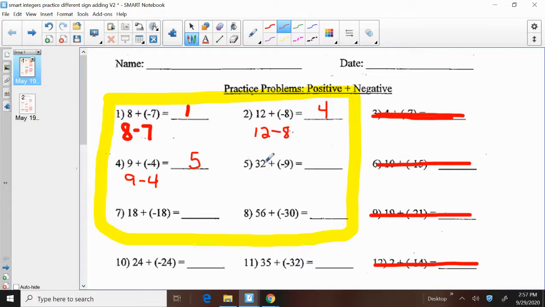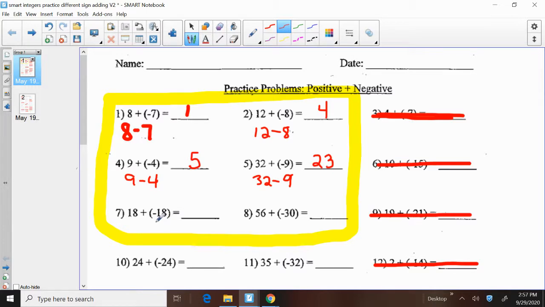And then we move on. 32 plus negative 9. What does that become? I hope you said 32 minus 9, because that's really what we're doing, adding a negative, which means subtraction. 32 minus 9, well, that's 23.